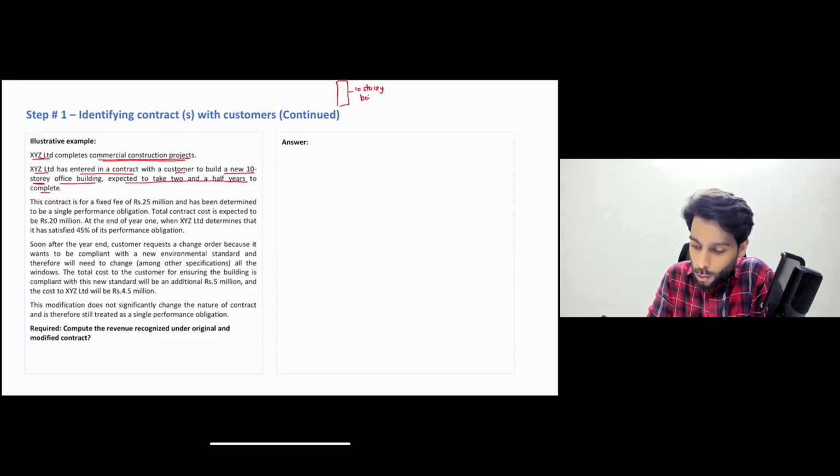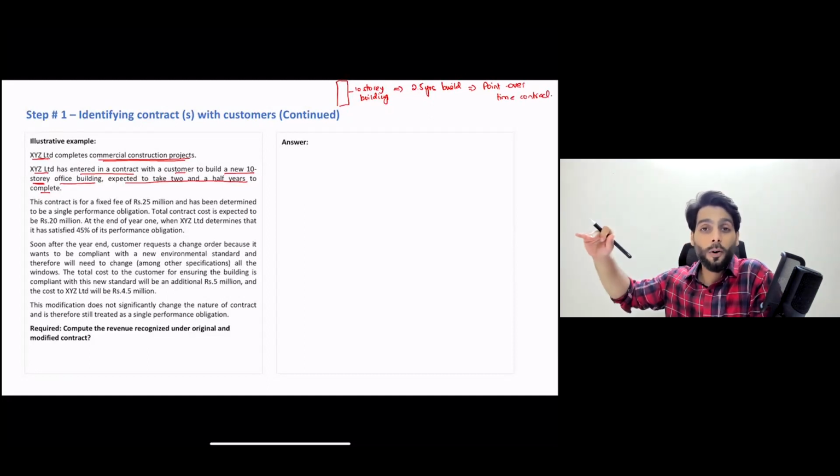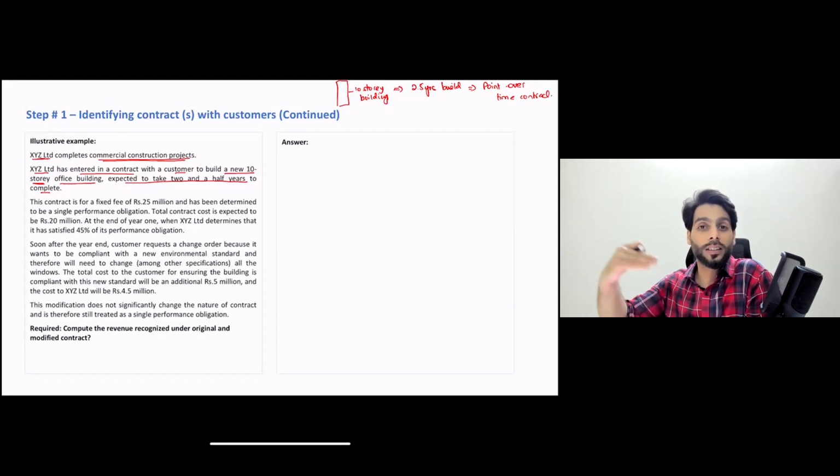10-story building for a customer, and it will take 2.5 years to build. Now you must have guessed it right. This is a long-term contract, most likely a point over time contract. All right, so we have to follow those 4-step approach. We'll identify total profit or loss, stage of completion, and then P&L extract and SOFP extract, whatever we used to do.